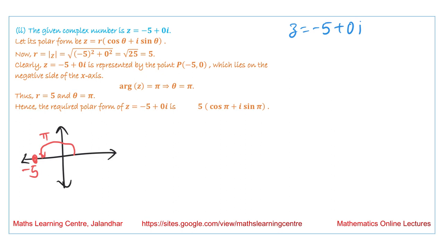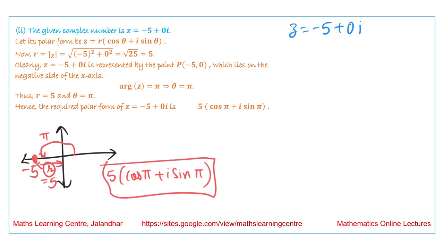So we are writing the value of amplitude, the modulus we will have is r is equal to 5. So its polar form will be 5 into cos pi plus iota sine pi. This is the polar form we can see from its graphical representation.